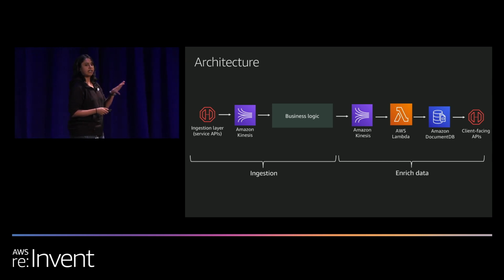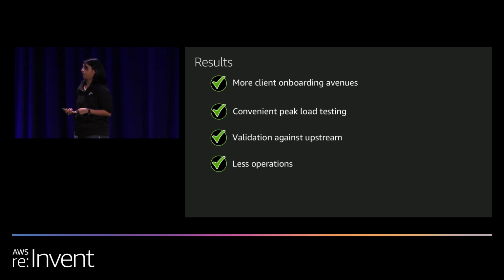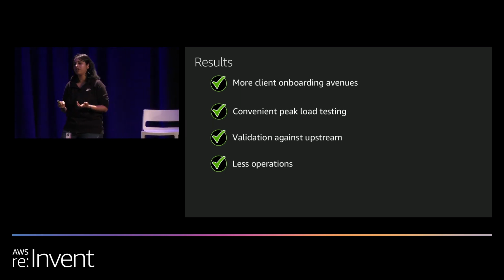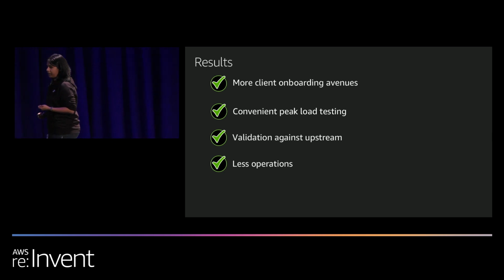This is where we have our client-facing APIs taking in production queries, querying DocumentDB, and sending the response back to the clients. Now, what did we observe post-migrating to DocumentDB? Better scaling avenues imply being able to handle high TPS and large dataset use cases with higher performance, which of course leads to better client onboarding avenues.